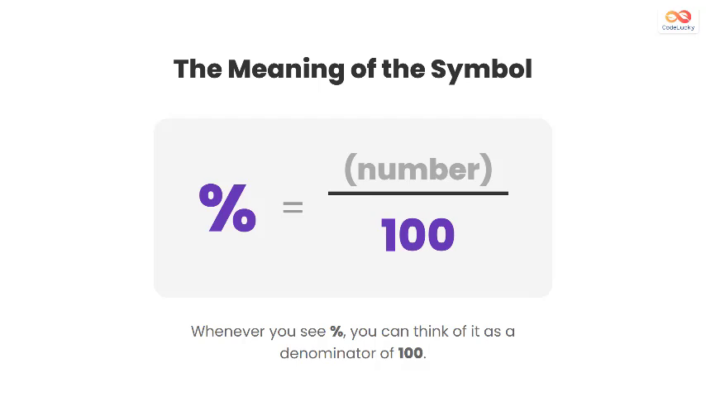Whenever you see the percent symbol, you can mentally replace it with a fraction bar and the number 100 at the bottom. The symbol basically functions as a specific type of fraction, where the denominator is always fixed at 100.